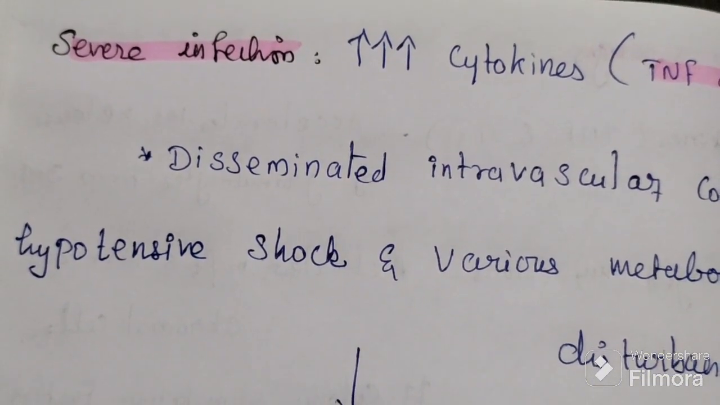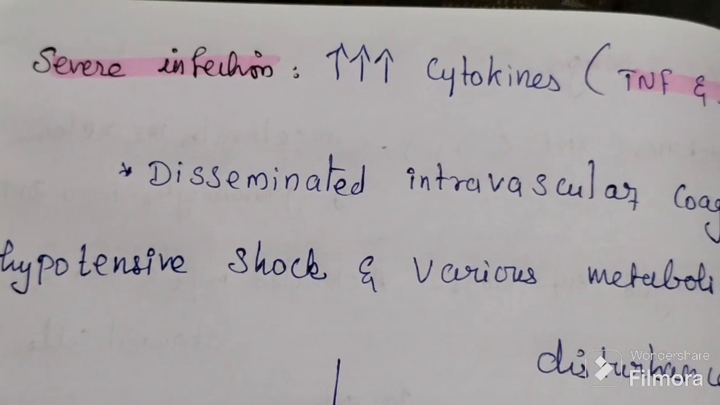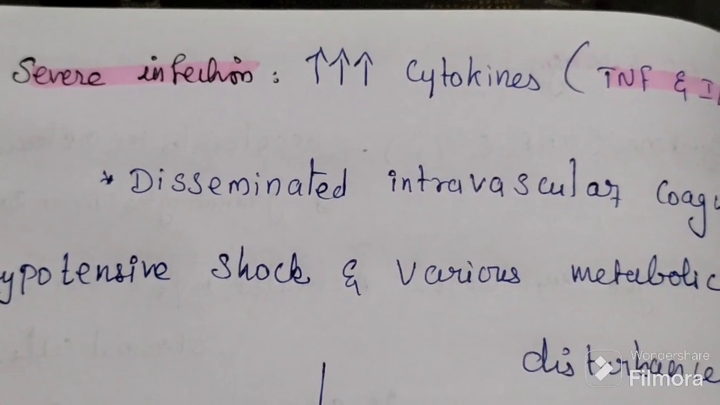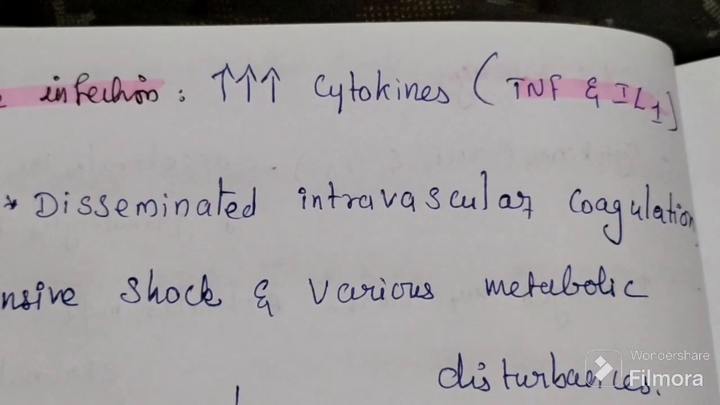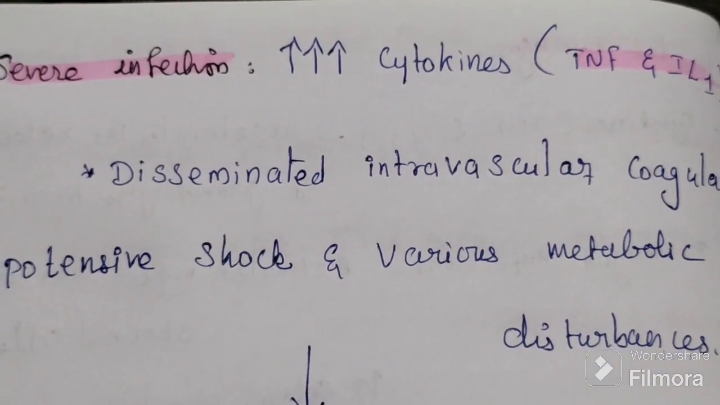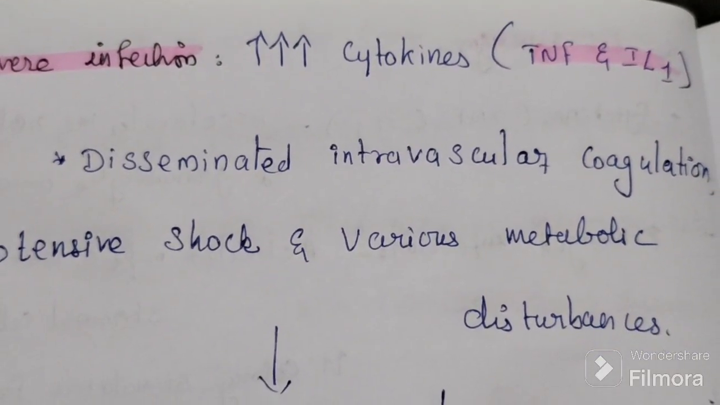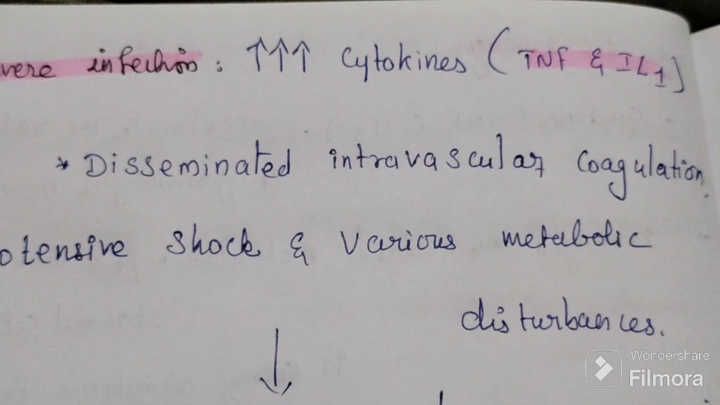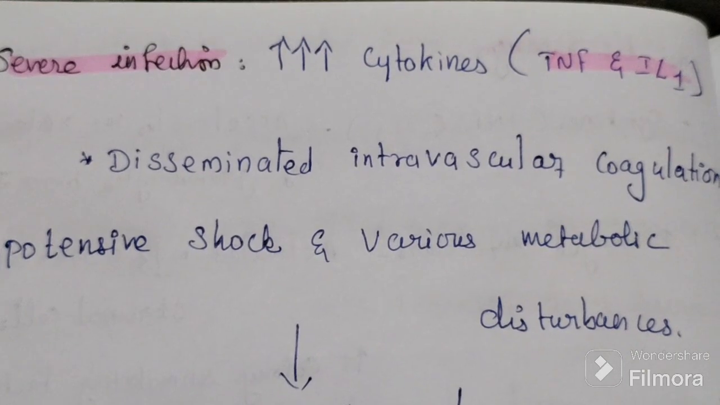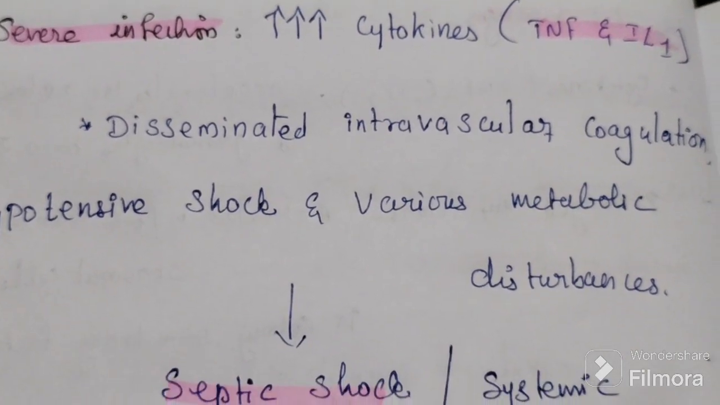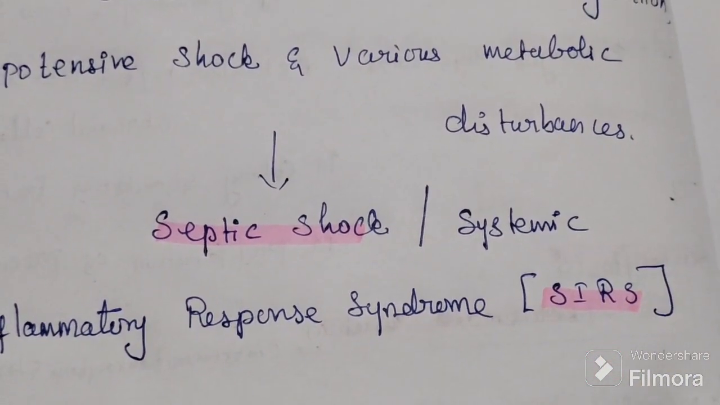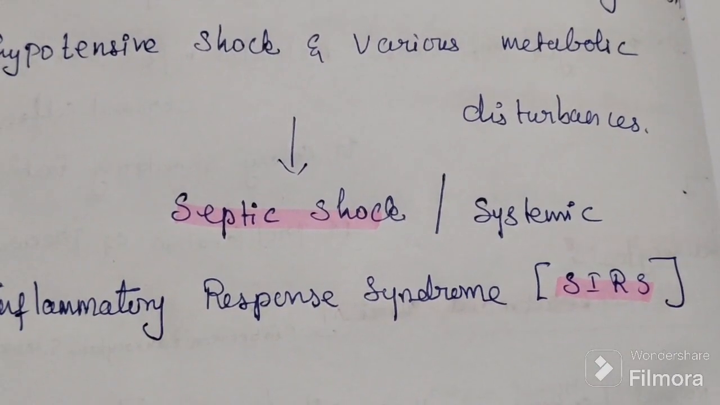Now what happens if the inflammation is extremely severe? It results in more and more production of cytokines, and more production of cytokines will be more harmful to the body. That results sometimes in disseminated intravascular coagulation, and can progress to hypotensive shock and various metabolic disturbances. So these collectively are referred to as septic shock, also referred to as systemic inflammatory response syndrome, SIRS.